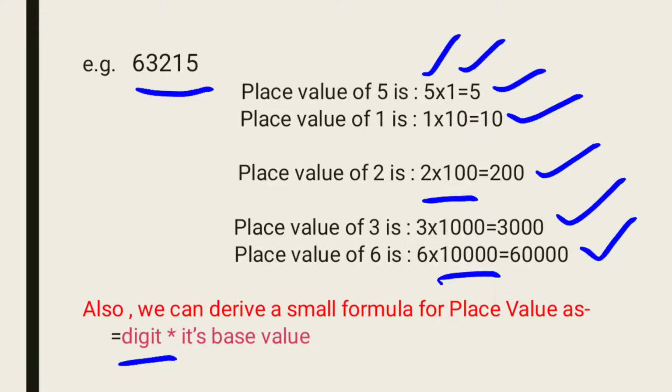Whatever the digit, suppose we have to find out for digit 5. So the digit 5 into its base value. Its base value means it is present at ones place, so 5 into 1. Likewise, for every digit we can create the place value with this formula. This is just for understanding. I hope all of you are getting this.